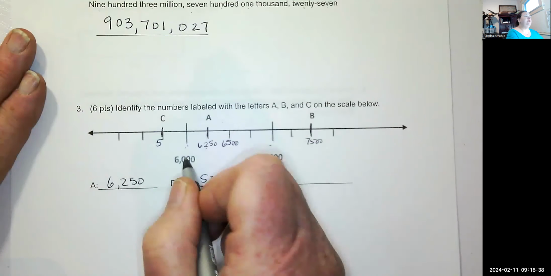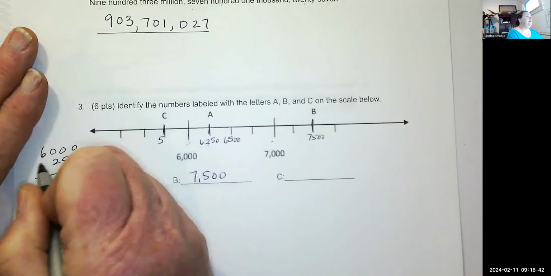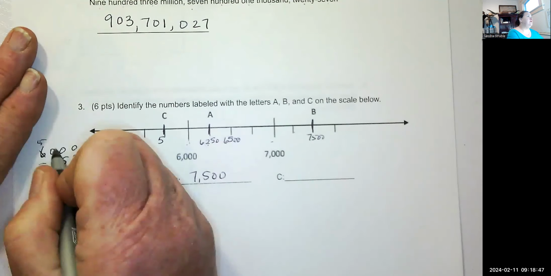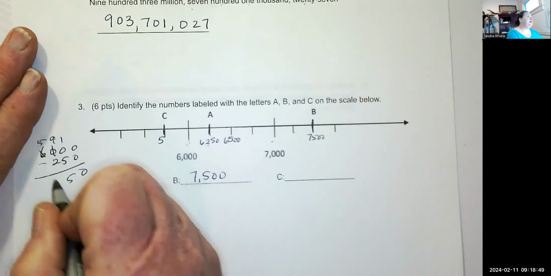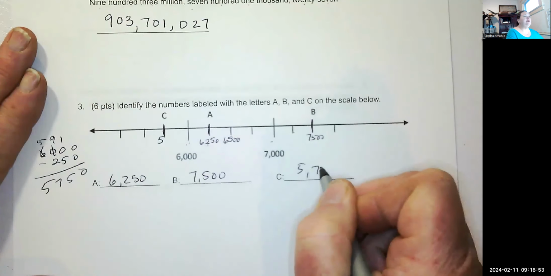And C, well, if this is 6,000, this has to be 5,000, and you're going to have to subtract 250 from 6,000, which would be 750. So 5,750. Okay.